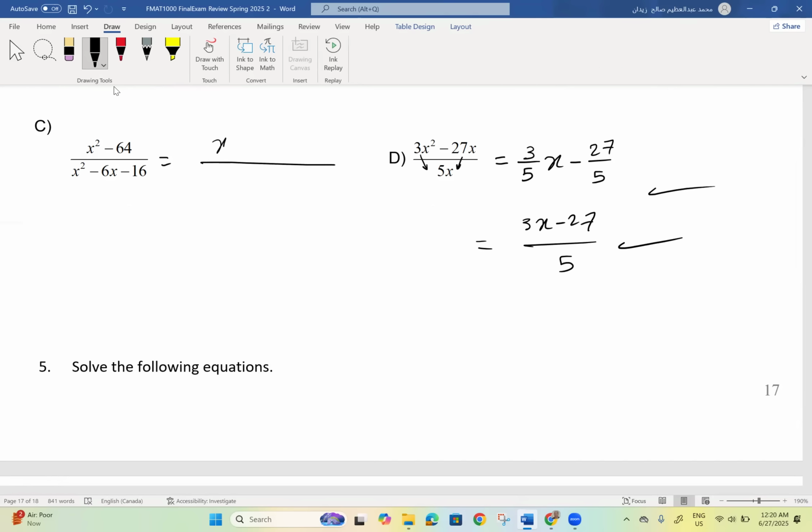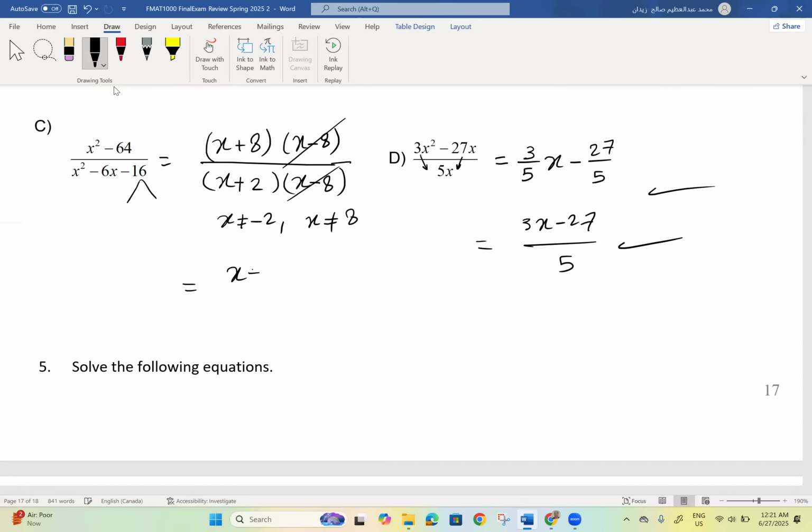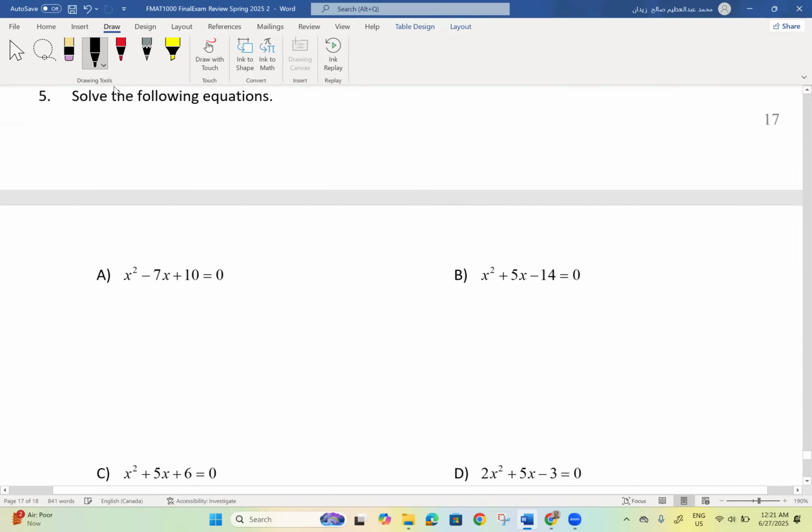Now factor this one as x minus 8 into x plus 8, as a difference of two squares. And this one is a normal first case of trinomial. The x squared is x times x, and 16 is actually 2 times 8, as you see here. To get a -6, make it negative, and this is positive. Now, you can write x is not -2 and x is not 8. And after that, you can cancel out the common factor. So you have x plus 8 over x plus 2.